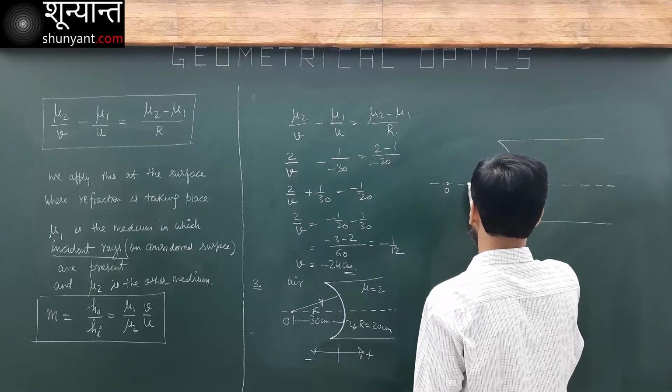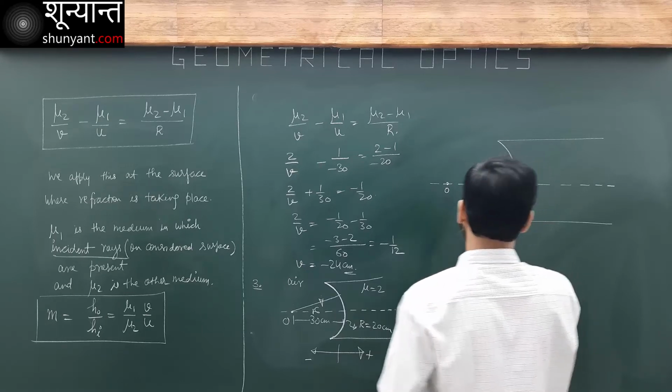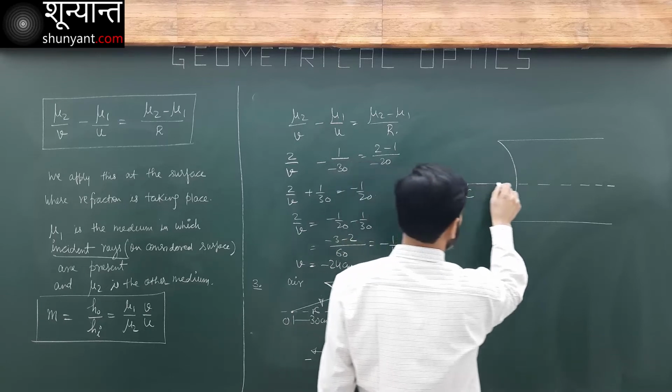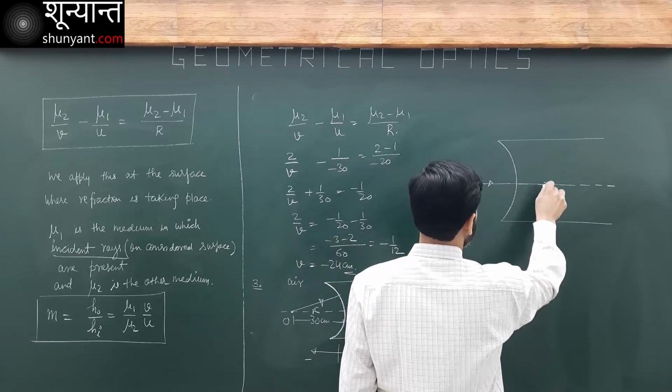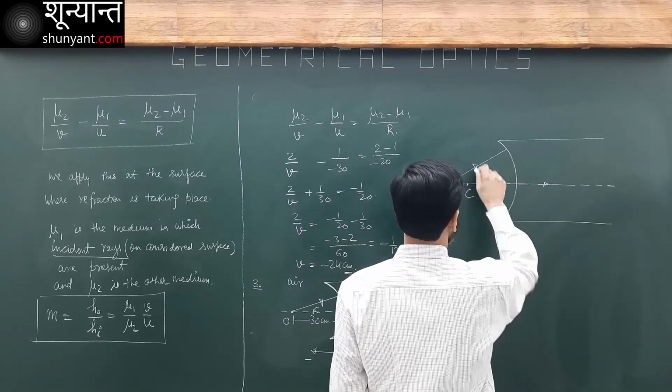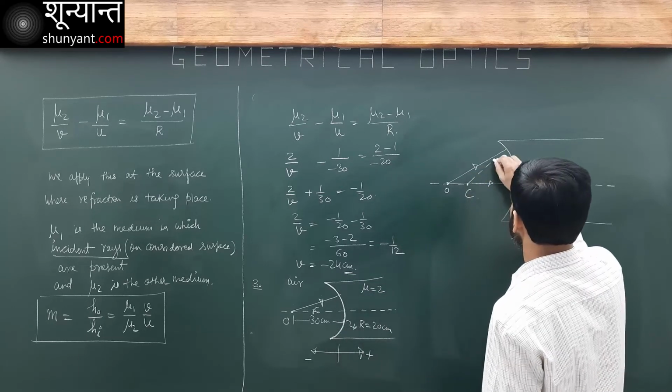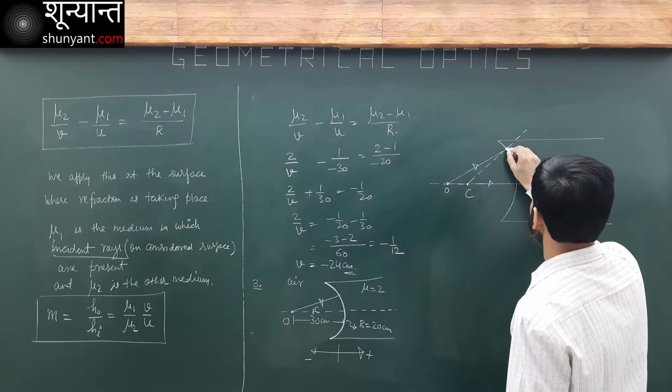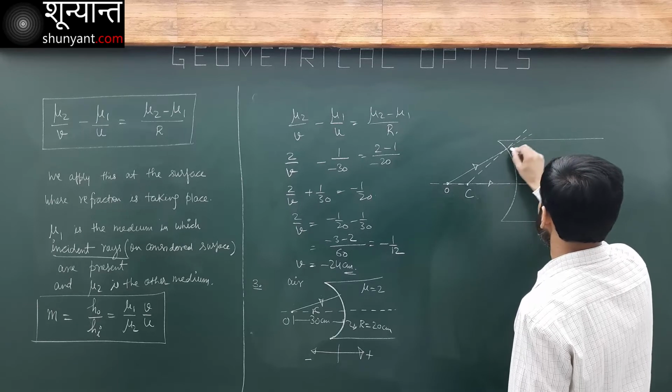It's like this. This is 20 here. This is my center. So one light ray goes like this, undeviated. Another light ray is this. This is the other light ray. This is my center. Now after refraction, it is going to bend away from.